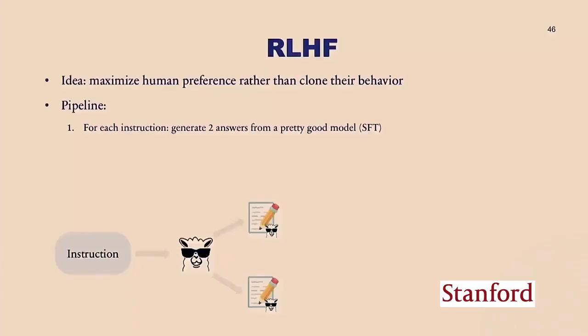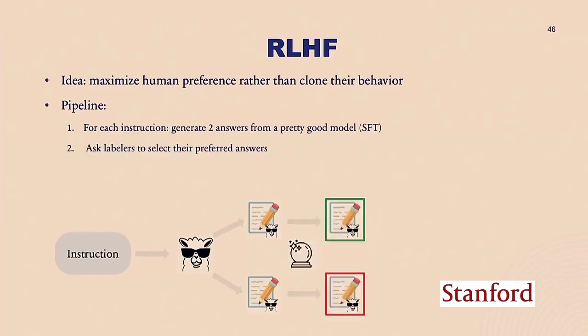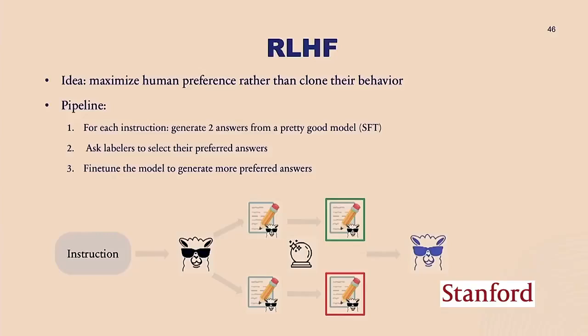The way we're going to do that, so the pipeline, is that for every instruction, you're going to ask a model to generate 2 answers. And usually you use a pretty good model. So usually you don't use a raw LLM here. You use an already SFT fine-tuned LLM to give pretty good answers. And then you ask labelers which of these 2 answers was better. So select the preferred one. And then with different types of algorithms, we're going to talk about the algorithms, you just fine-tune the model to generate more of the green thing than the red thing. So more of the good stuff. So now the question is how, and we're going to talk about that right now.